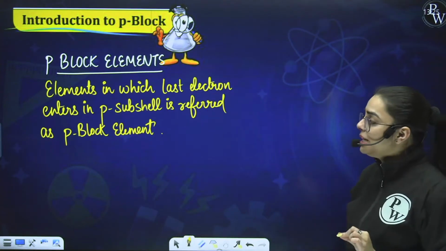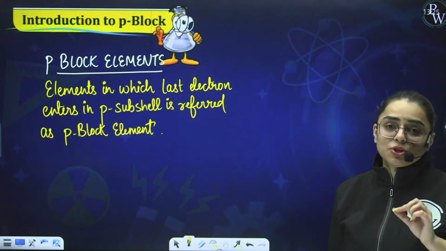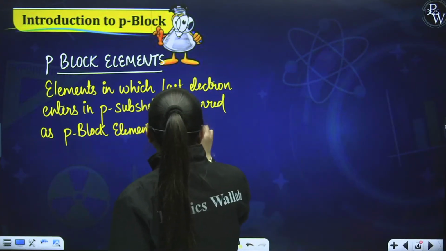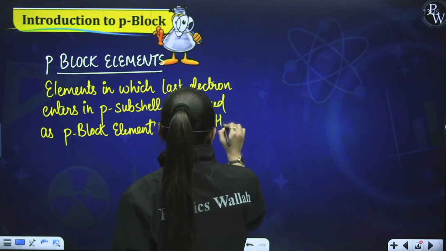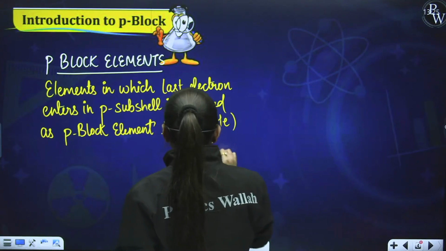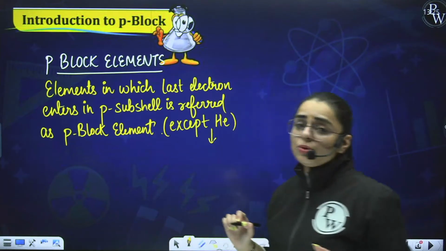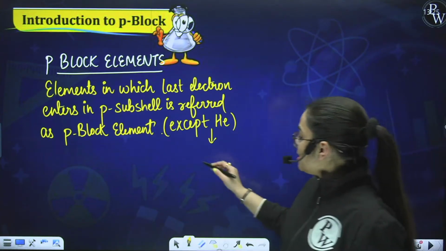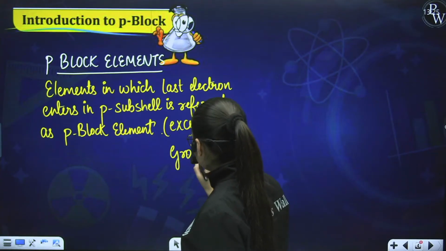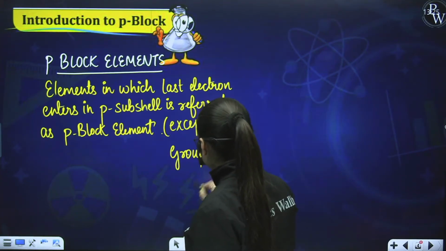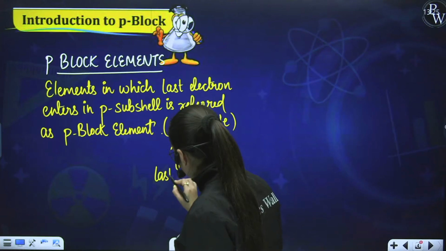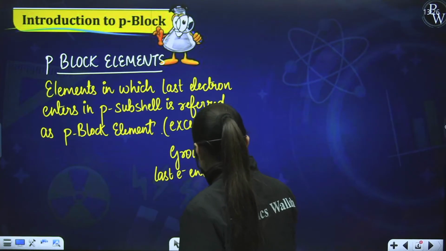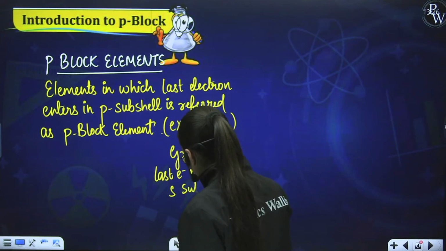Why is it yet incomplete? Because, as I've told you, there is an exception. The exception is helium, so here you can write "except helium." Why except helium? Helium is a p block element, no doubt. But it comes under group number 18, and over here the last electron enters the s subshell, not the p subshell.